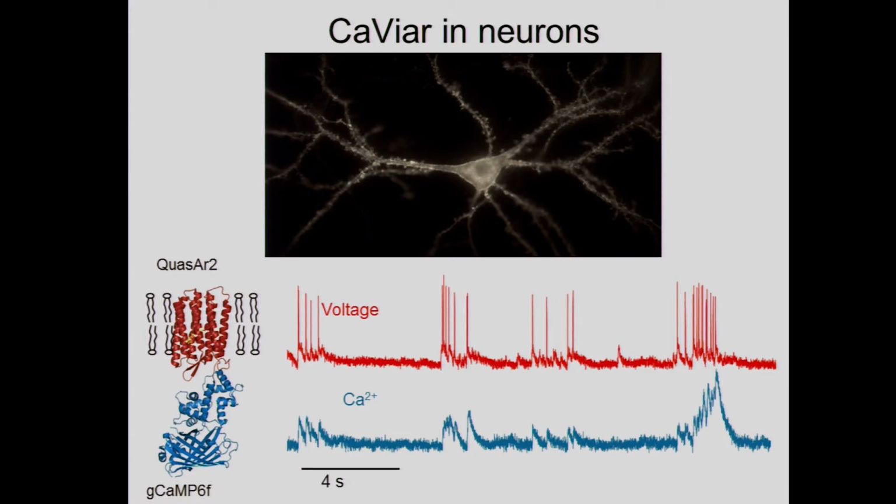This calcium and voltage indicator also works in neurons. So this is a cultured rat hippocampal neuron. And here you can see the optical recording of the voltage. And here's the simultaneously acquired optical recording of the calcium. And this really emphasizes the difference between voltage imaging and calcium imaging.